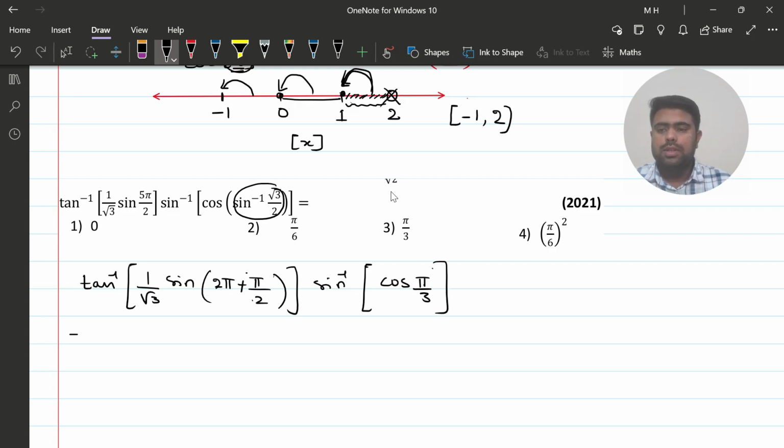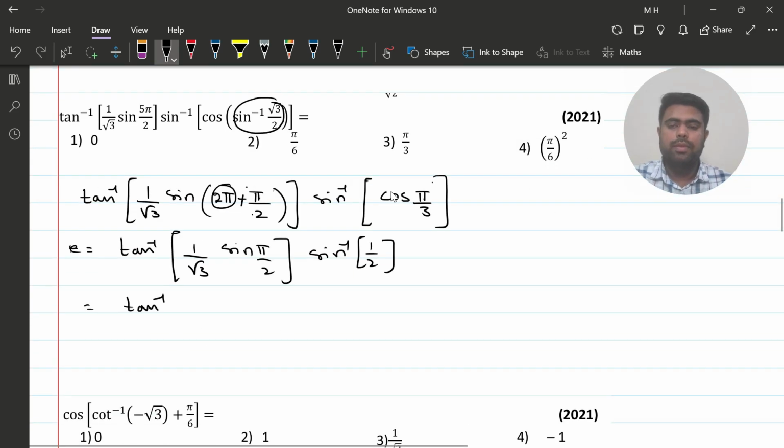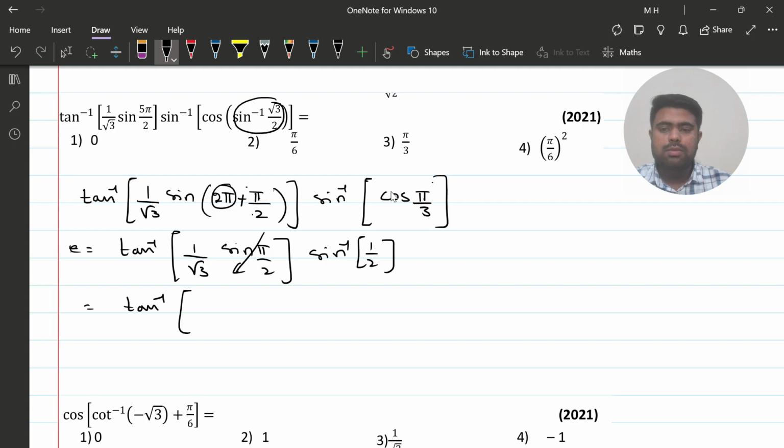Okay, so this is going to be equal to tan inverse of 1 by root 3. Sine of 2 pi minus theta is sine theta, so it is going to be sine pi by 2. Sine inverse of, what is cos pi by 3? It is 1 by 2, right? So this is going to be tan inverse of, what is sine pi by 2? It is 1, right? So 1 into 1 by root 3 is 1 by root 3. What is tan inverse of 1 by root 3? It is pi by 6, into sine inverse of 1 by 2, which is pi by 6. So it is going to be pi square divided by 36.